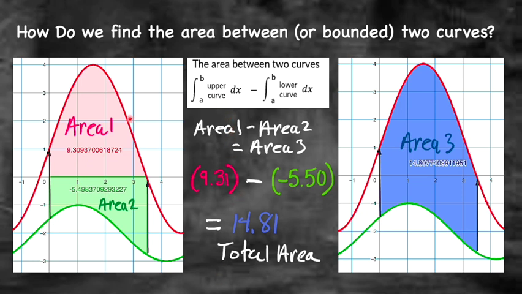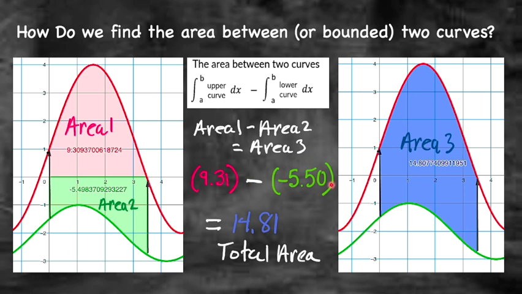Looking at it conceptually, what we have is this area here, and it's above the x-axis, so we'll approximate it at 9.31. That's this here. And then we're going to subtract the area in the green. Now, because the area in the green is below the x-axis, that's going to give us a negative number. And if we round it, we get negative 5.5.